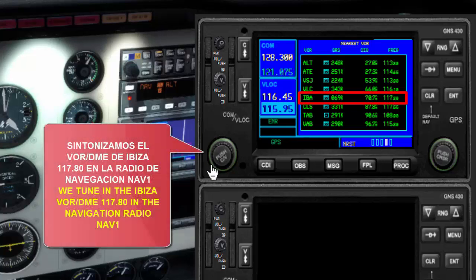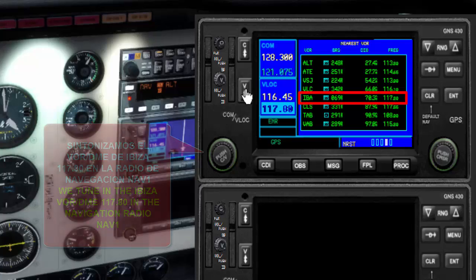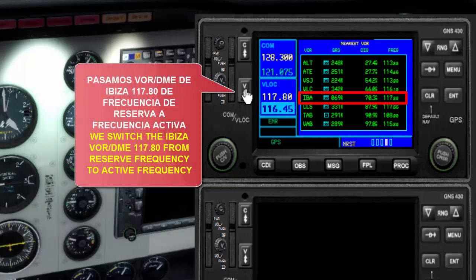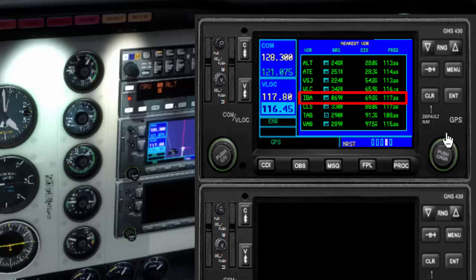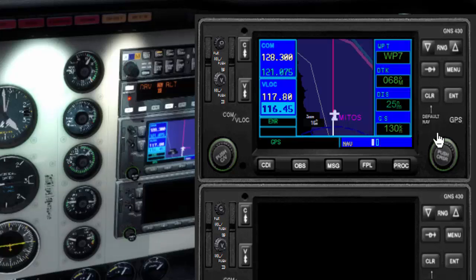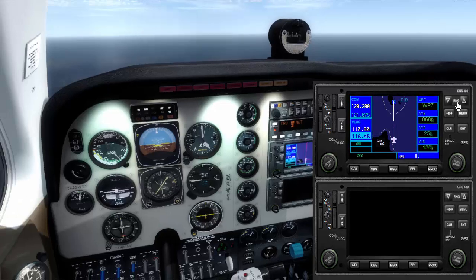So we will tune 117.80 in navigation radio 1, and we will have this frequency in the reserve frequency. Later on, when we need that frequency, we will switch it from reserve to active. When we do that, we will be able to follow radials from the IBIZA VOR. That is the VOR that we will need to land, because this VOR is close to the runway, and that is the idea behind the VOR DME approach.